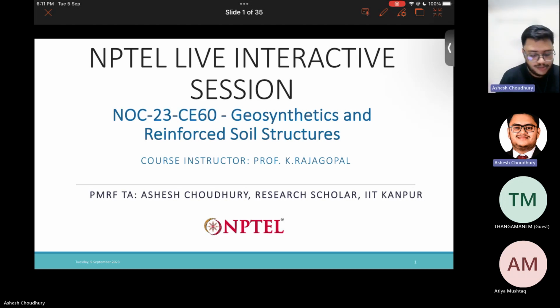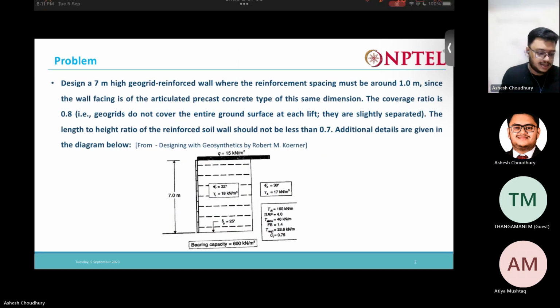The problem which we will be solving today is similar to the previous problems. It is a reinforced soil wall problem, but this time we will be using geogrid. Previously we used geotextile and steel strips, and in today's problem we will be using geogrid. All right, so let us see the problem.